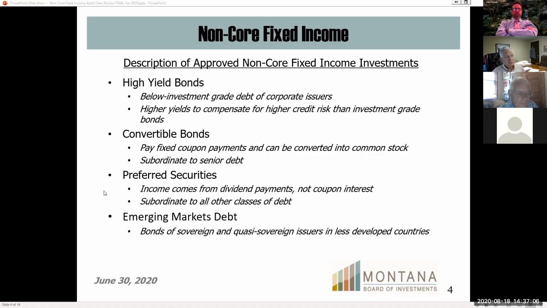John, can I ask a quick question? When a company's deciding whether to do convertible bonds or preferred securities, what sort of things do they look at? Are there tax benefits of doing it one way or the other? That could be one factor.